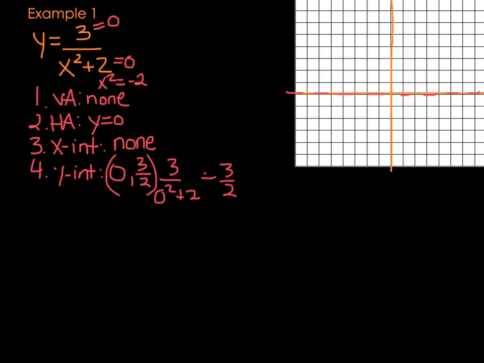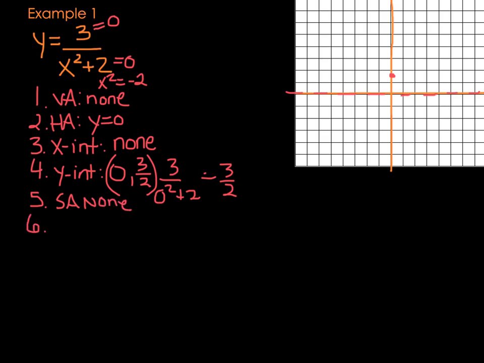But 0, 3 halves. So I'm going to put that on the graph. 0 and 1.5 is here. Okay, the fifth thing was holes, and remember to have a slant asymptote, your degree on top has to be 1 higher than the bottom. Here our degree on top is 0, our degree on bottom is 2. That's not the case, so we have no slant asymptote.